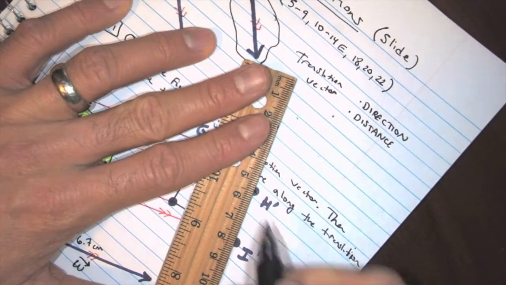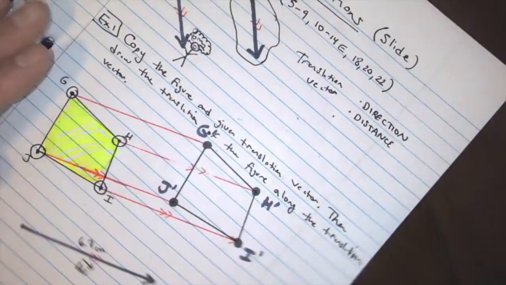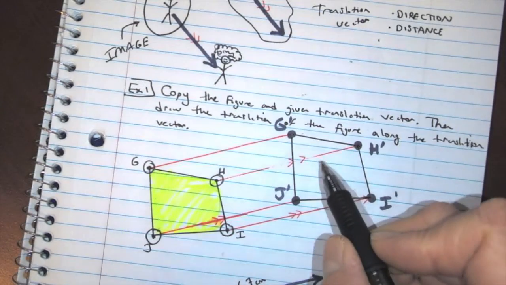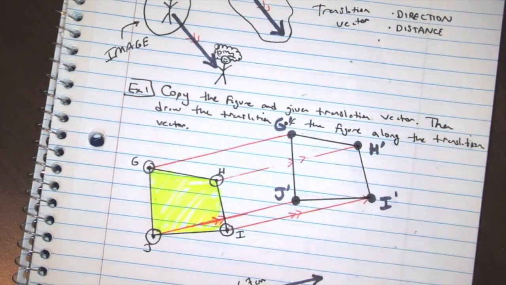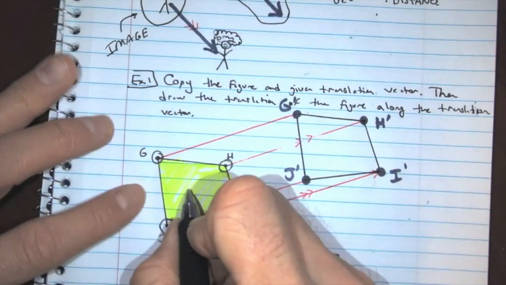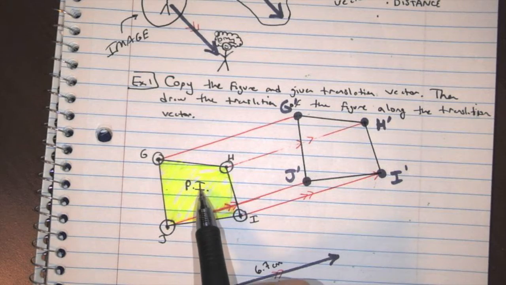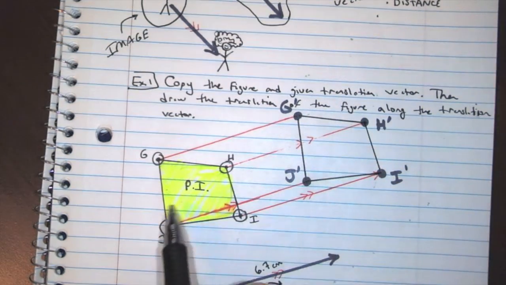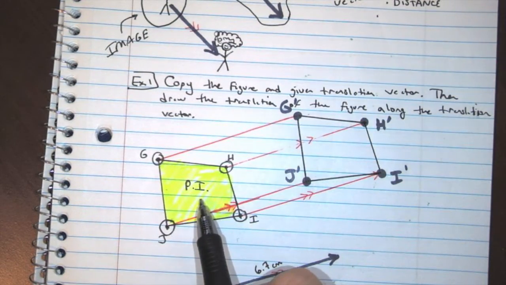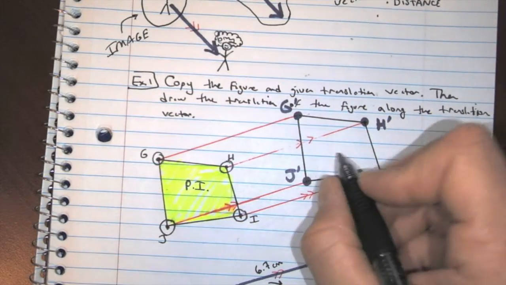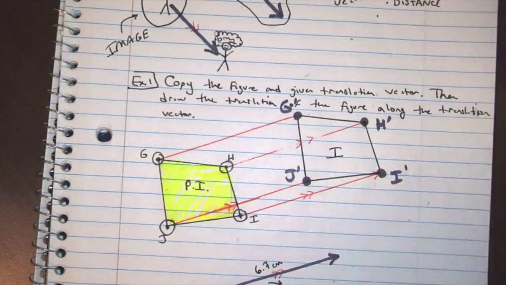And connect H prime and I prime. You have your brand new quadrilateral. Now, a couple things we need to talk about before we move on to the next example. First of all, this is your pre-image. This is your original, the pre-image before you slide, before you do anything, before you translate it. And then once you translate it, you slide it up and to the right. This is going to be your image.